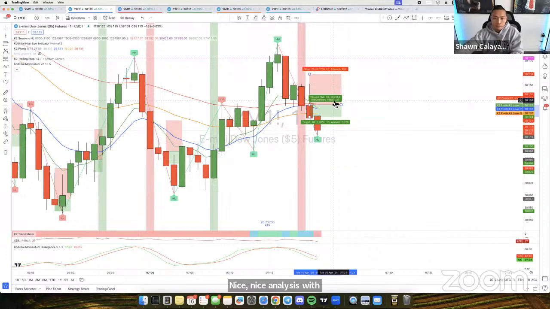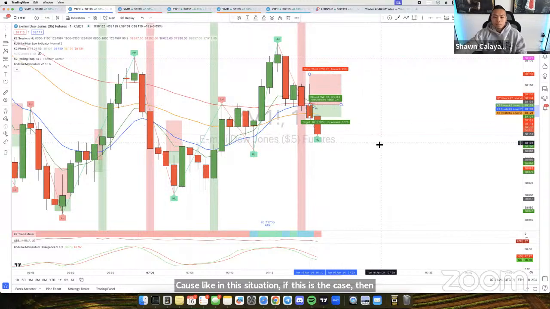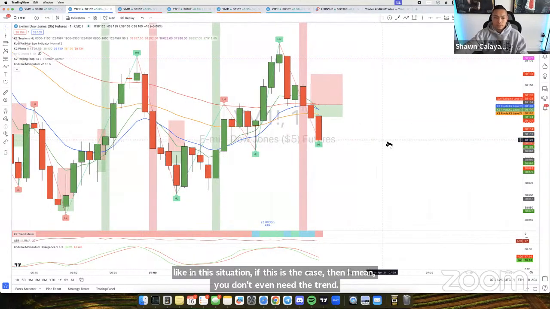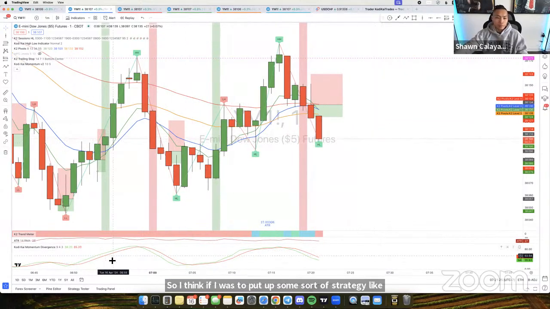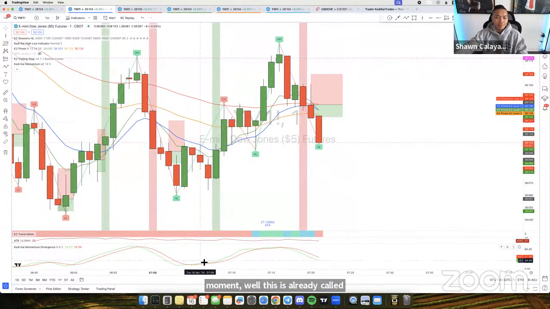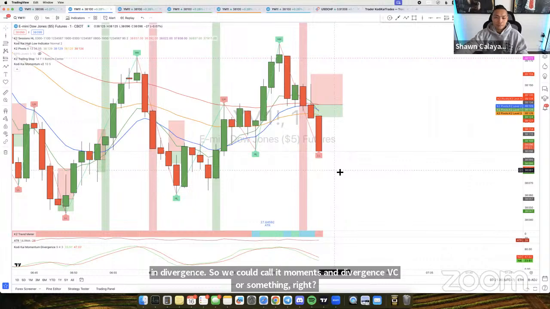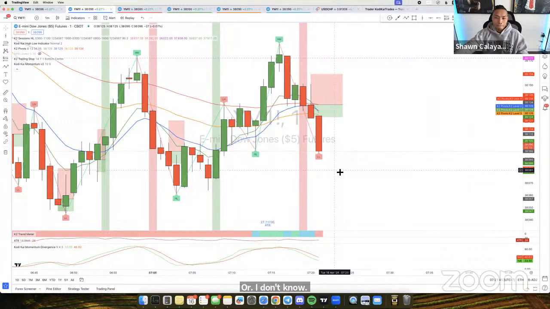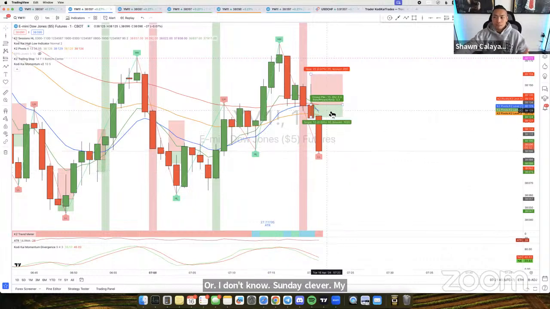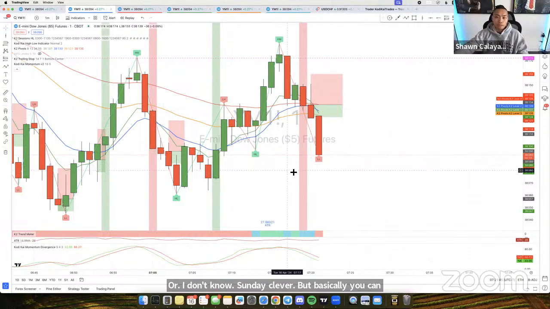So that's cool because in this situation, you don't even need the trend. So if I was to put up some sort of strategy, well, this is already called momentum divergence. I can't call it momentum divergence, or we could call it momentum divergence V2 or something, right? I'll come up with something clever. But basically, you can possibly do it without the trend, which I think is pretty cool.